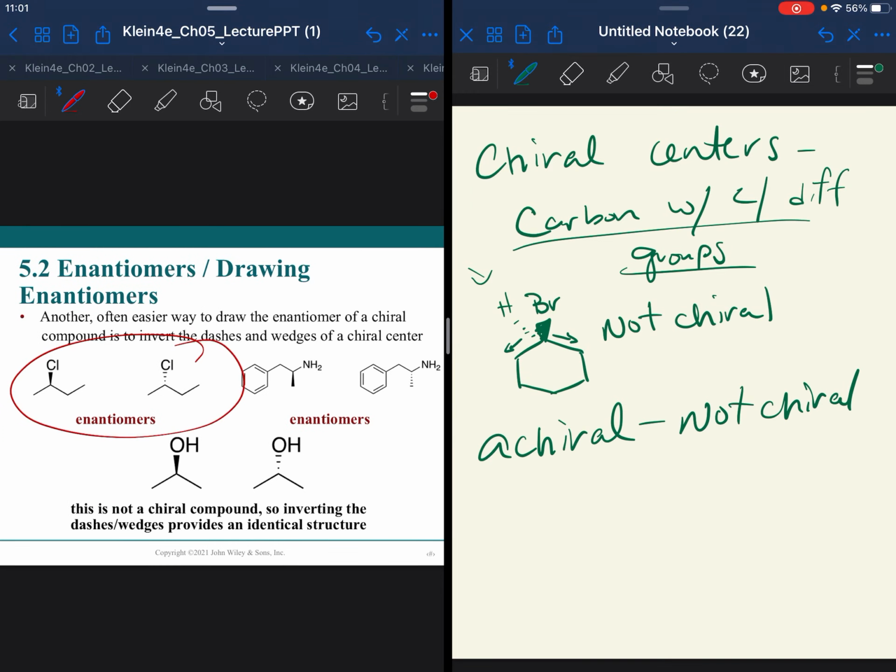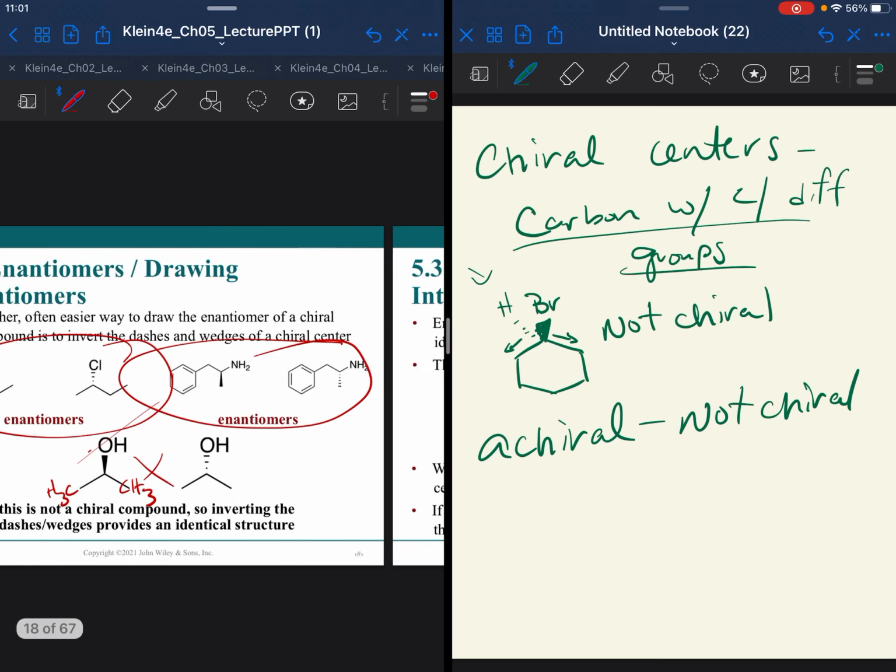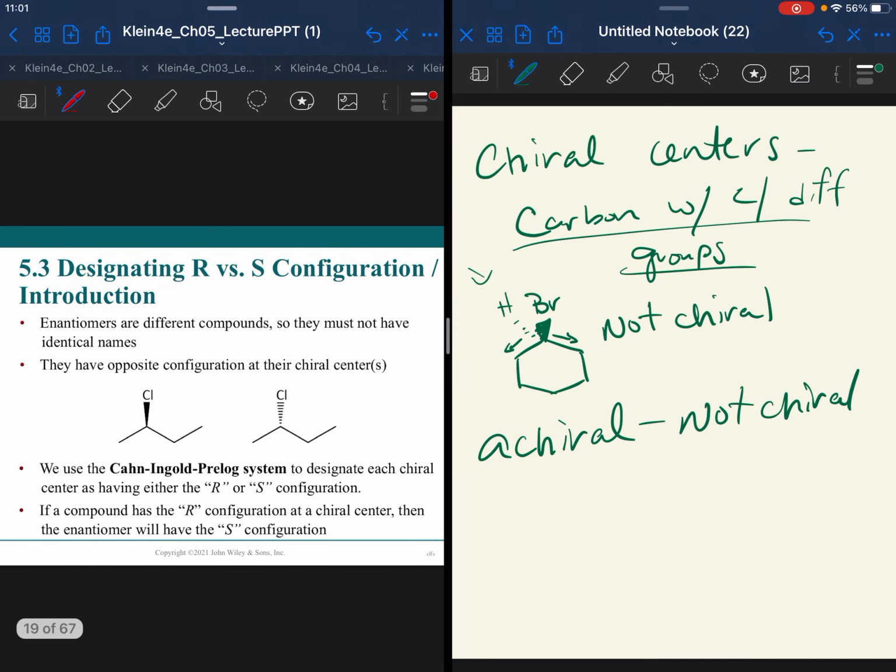All right, so examples of enantiomers. Just different ways to draw them. But you wind up with all the same connectivity, but a little bit different orientation in space. These are not enantiomers. These are identical. And again, it's because this CH3 is the same as this CH3, right? You can't have a chiral center if you don't have 4 different groups.